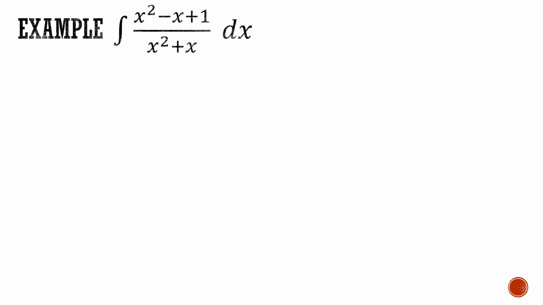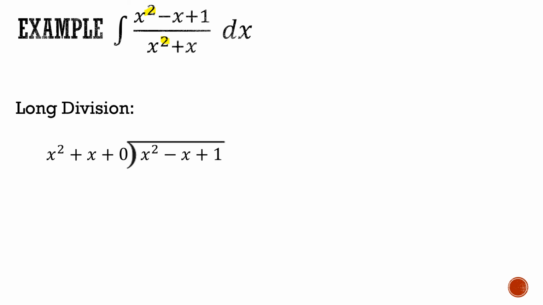All right, so last example, we have the integral of x squared minus x plus 1 over x squared plus x. First thing I notice is that my degrees are the same on the top and the bottom, which means I can do long division first. So setting up my long division and putting in my placeholders, I'm going to ask myself, what do I do to x squared to get x squared? And we should know that multiplying by 1 will give us x squared. So I put 1 on top.